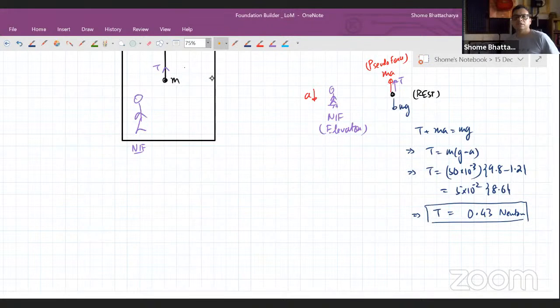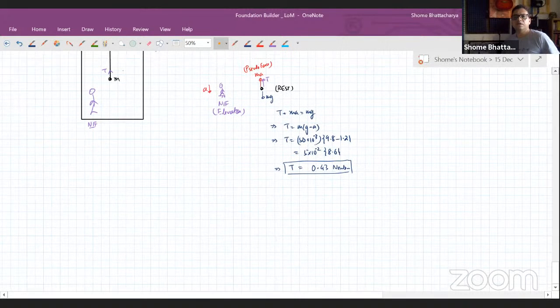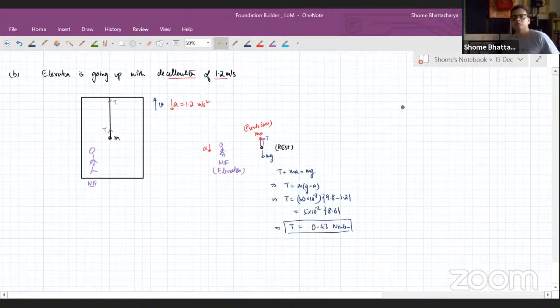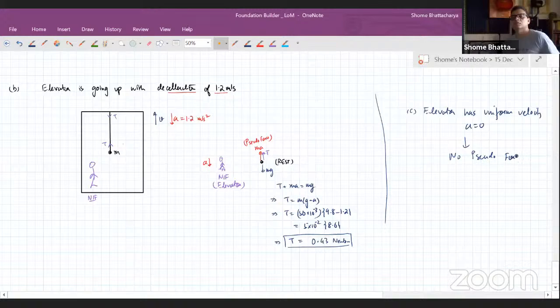So the tension will be like this. Okay. Now likewise, in the C part, what is happening? The elevator is moving up with uniform velocity. Elevator has uniform velocity. That means acceleration of the elevator is zero. That means no pseudo force acts. So tension should be equal to mg.